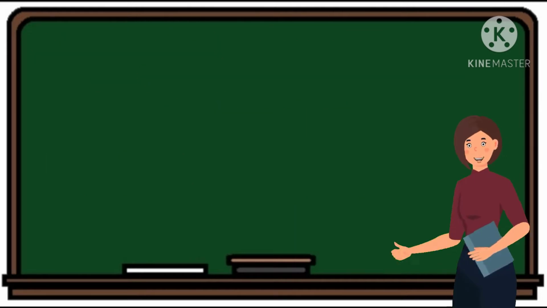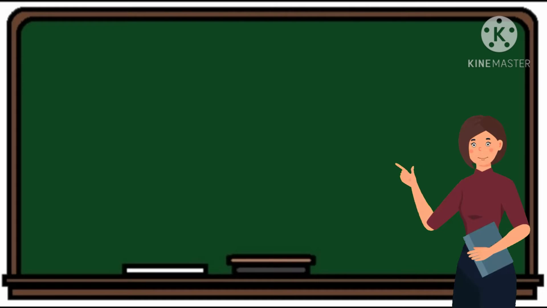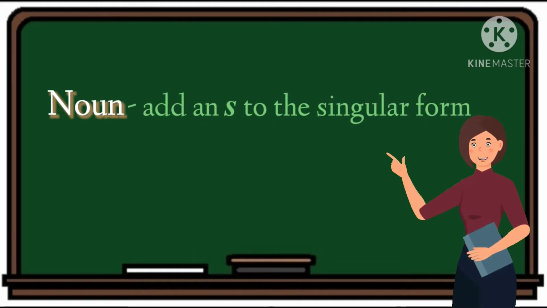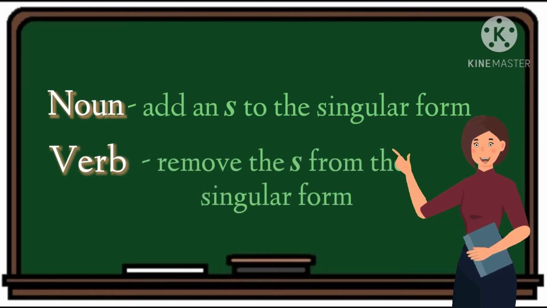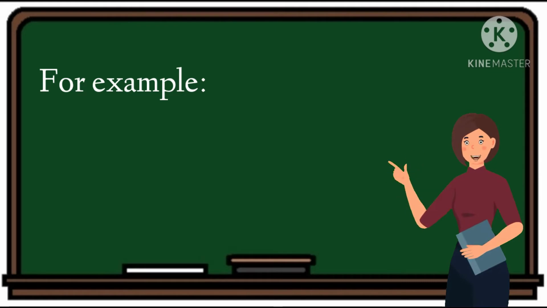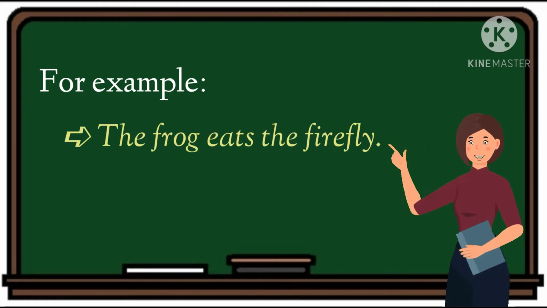In present tense, nouns and verbs form plurals in different ways. If it's a noun, we must add an s to the singular form. Meanwhile, if it's a verb, we must remove the s from the singular form. Now, take a look at this example. The frog eats the firefly. So in this sentence, frog is the noun while eats is the verb. As you can see, both the noun and the verb are in singular form.